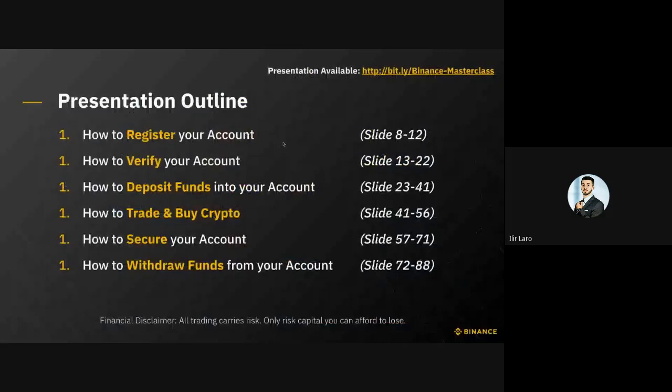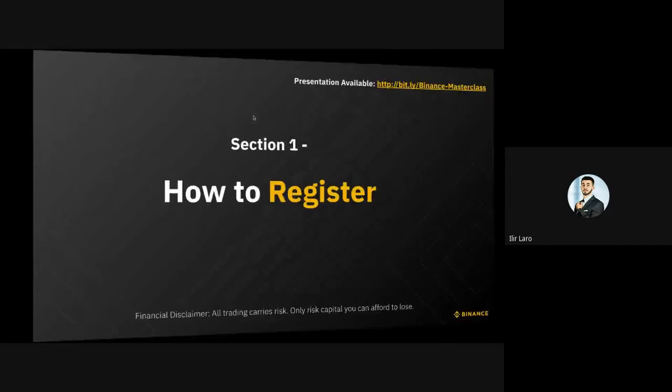So let's get into the presentation, and I've broken it into 6 different sections. As you can see here, the first section is about registering your account. The second is about verifying your account, then depositing funds, trading and buying crypto, securing your account, and lastly, I'll touch on how to withdraw funds as well. So let's get started with the first section.